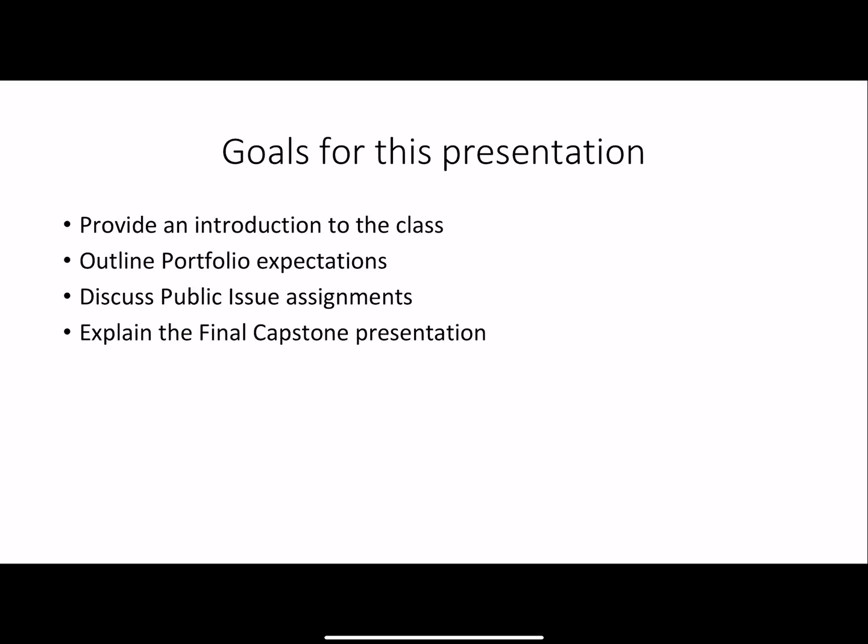The goals for this presentation are as follows. I want to provide an introduction to the course. I'm going to outline the portfolio expectations, discuss the public issue presentation, and explain the final capstone presentation. These are the main components of our class. I will also touch on expectations for our discussion boards.